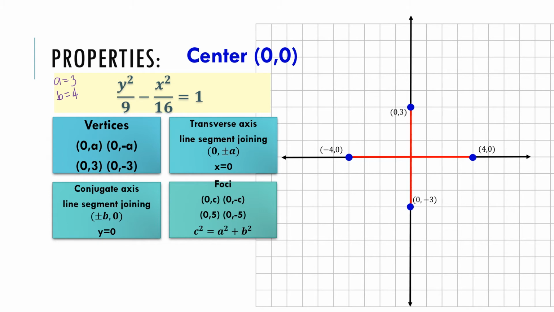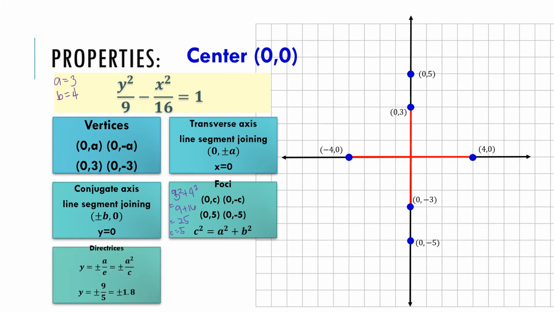We have a squared plus b squared. This is, 3 pala to. This is 9 plus 16, 25. Therefore, C is equal to 5. Kaya 0, 5, and 0, negative 5. There. Next, directrices. Sige nga, a squared.